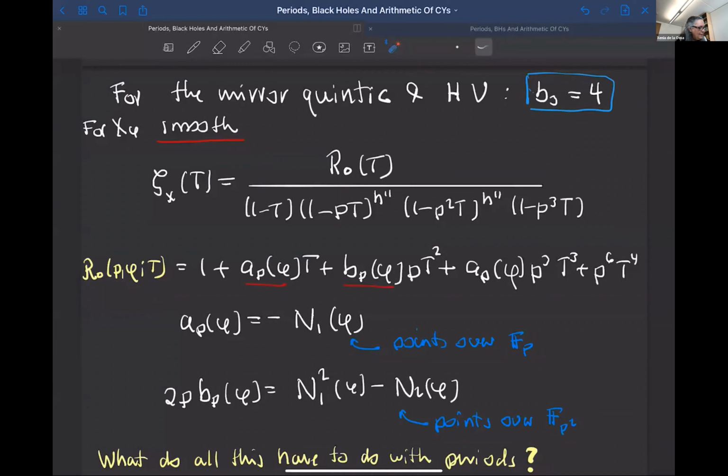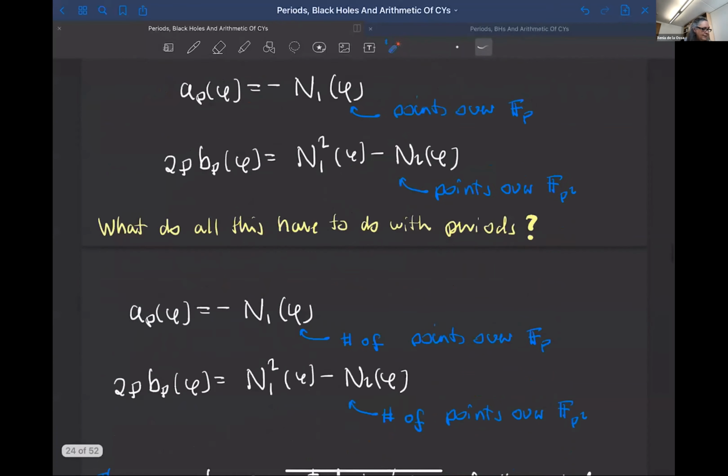So, okay, I started in the first section telling you about Calabi-Yau manifolds and periods and how important they are to understand the complex structure of Calabi-Yau manifolds. And now I've told you a story about the zeta function and counting points over finite fields for Calabi-Yau manifolds. So what does that mean? What do all these have to do with periods? I said there would be a relation between these two. The real relation is deep, buried in the proof of the Weil conjectures. In fact, of course, we cannot go over that.